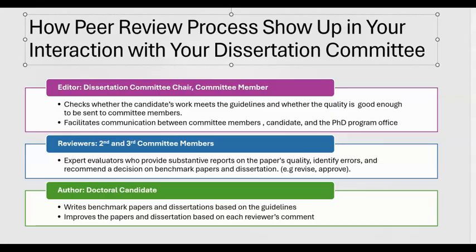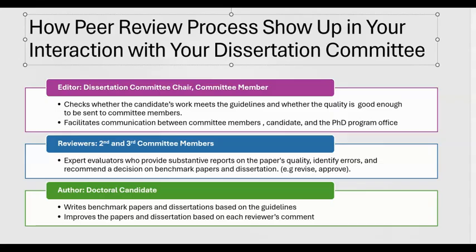Reviewers 2 and 3 in the peer review process are very similar to the role of committee members. Committee members are experts, and they provide feedback on candidates' paper quality, identify errors, and recommend a decision on benchmark papers and the dissertation. In other words, they would say the candidate needs to revise their draft, or approve this draft. And they will communicate the result to the dissertation chair and to the candidate directly.